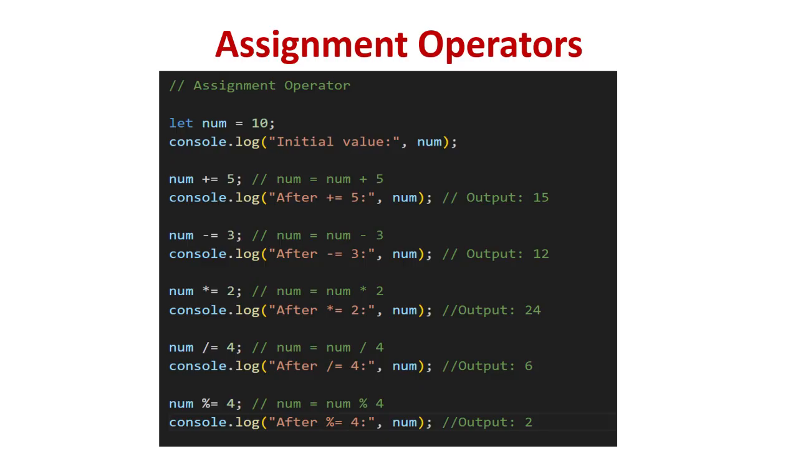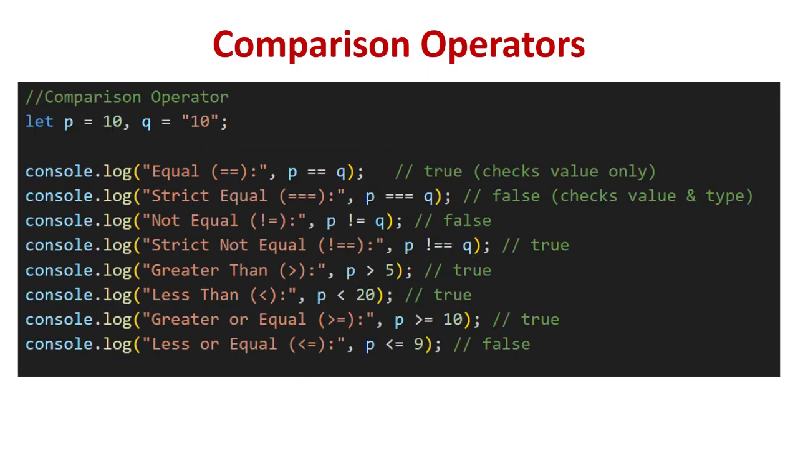Assignment operators are used to assign values. Comparison operators are used to compare values. Note: in JS, double equal to is used for just checking values, while triple equal to is used to compare value as well as type.